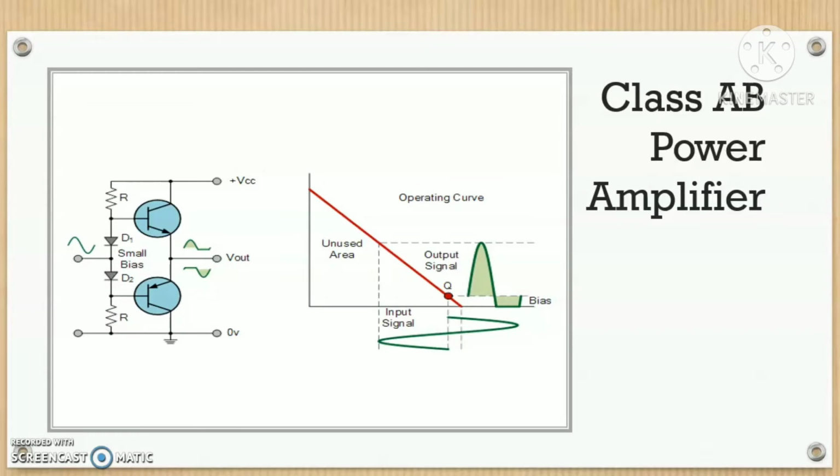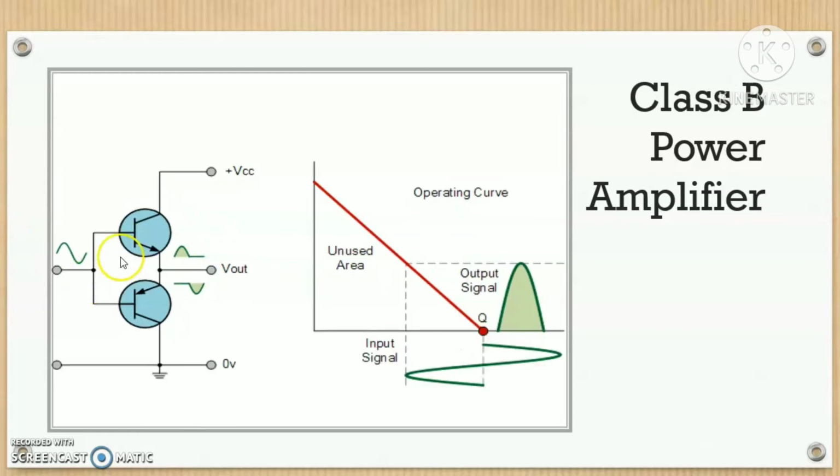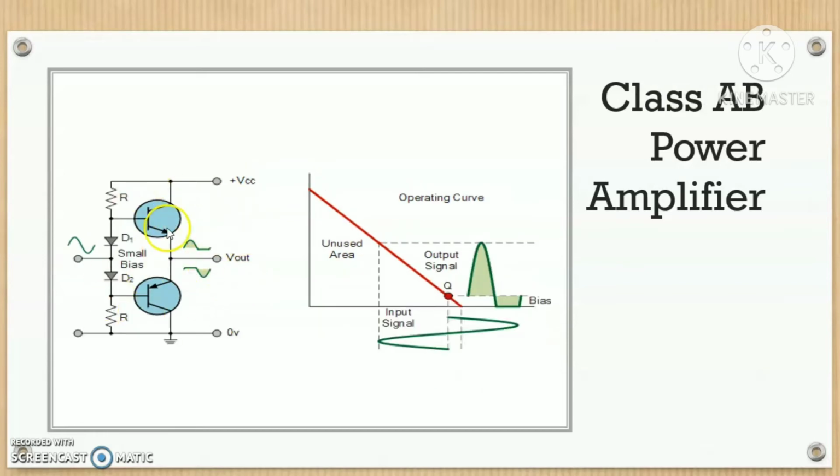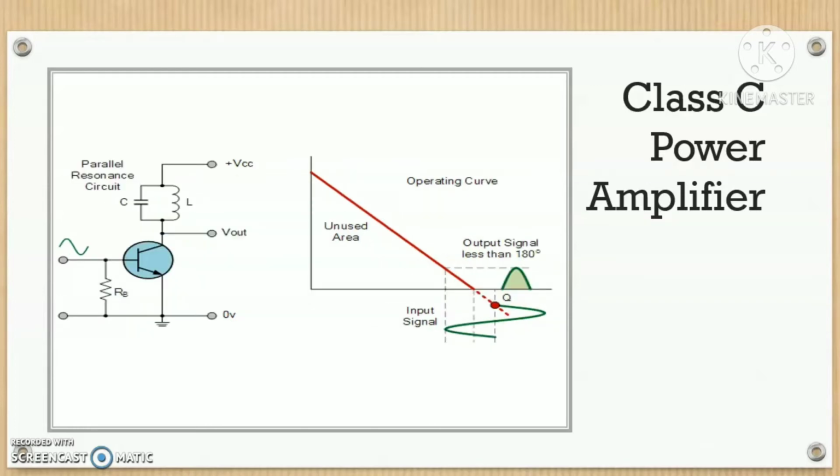So as I said, there is a problem of crossover distortion. This can be avoided by using this circuit. The main difference you can observe over here: we have shifted the Q point, which is now near the cutoff, but it is in the active region. So with the help of class AB, our conduction angle has also increased and the crossover distortion can be avoided.